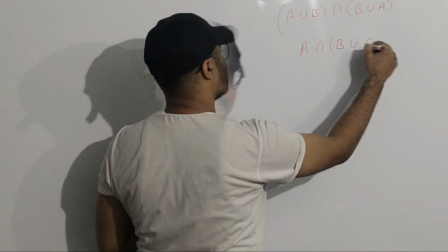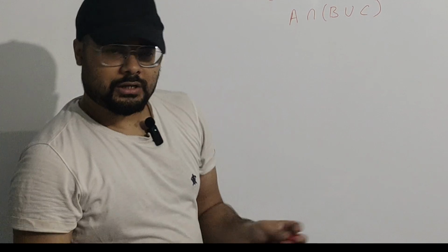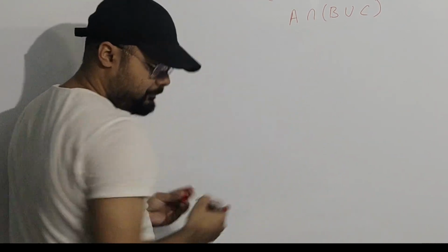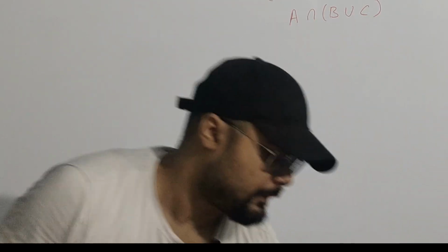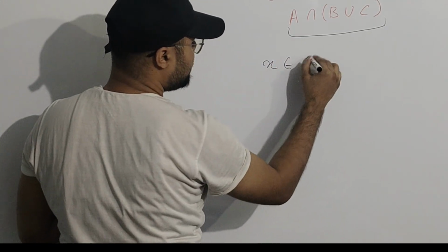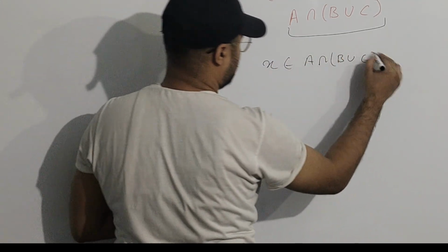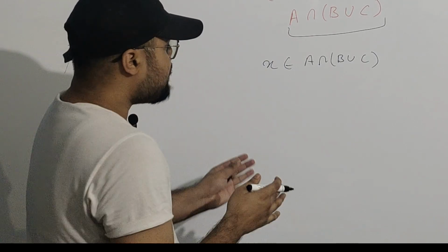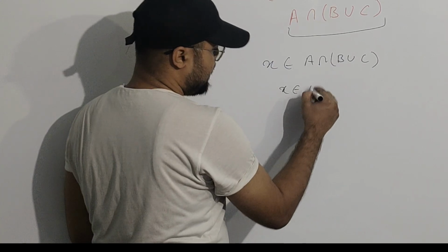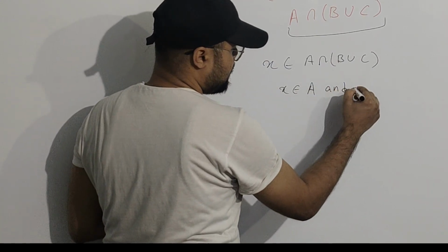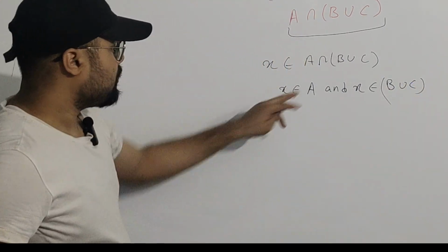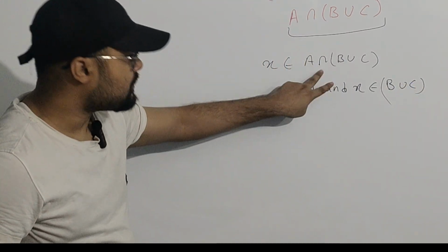Similarly, some other set operation like A intersection B union C. So one method of getting to the solution is the Venn diagram. Another method is that you start with, okay, X belongs to A intersection B union C. Then you can make some conclusions from it. It must belong to A, and it must belong to B union C, because that's the definition of intersection.